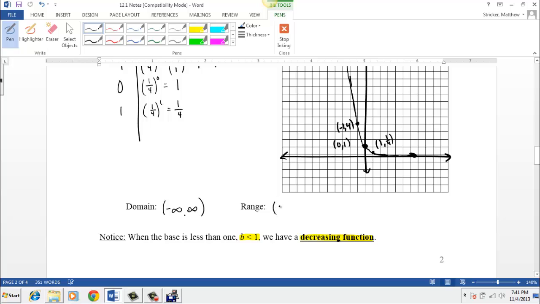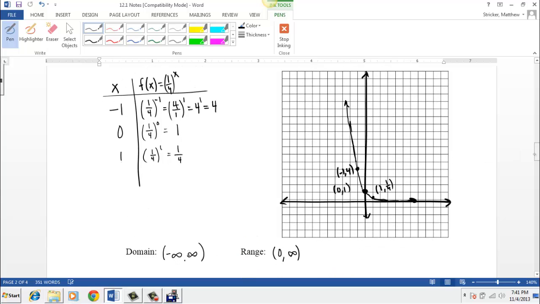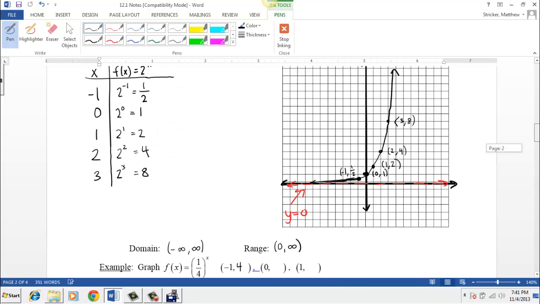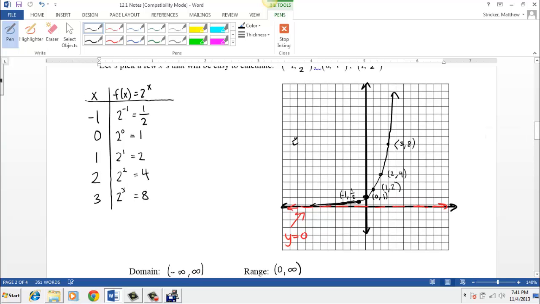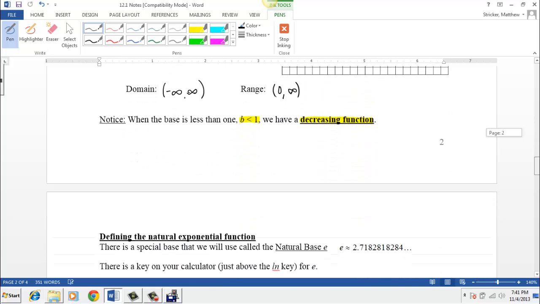The range is still everything from 0 to infinity, but this one is decreasing instead of increasing. So this would be an example of what we call exponential decay. The values are getting smaller, whereas the last example might be an example of exponential growth. Things are getting bigger really quickly.